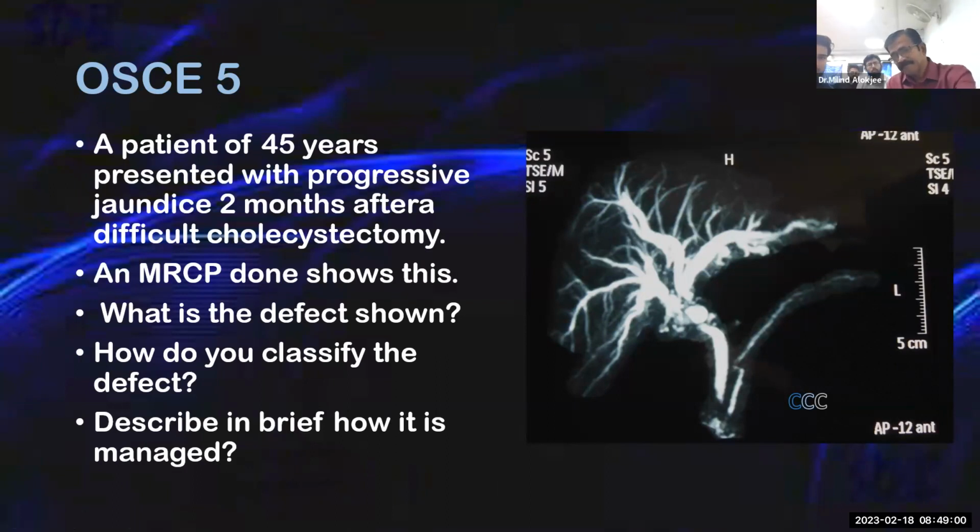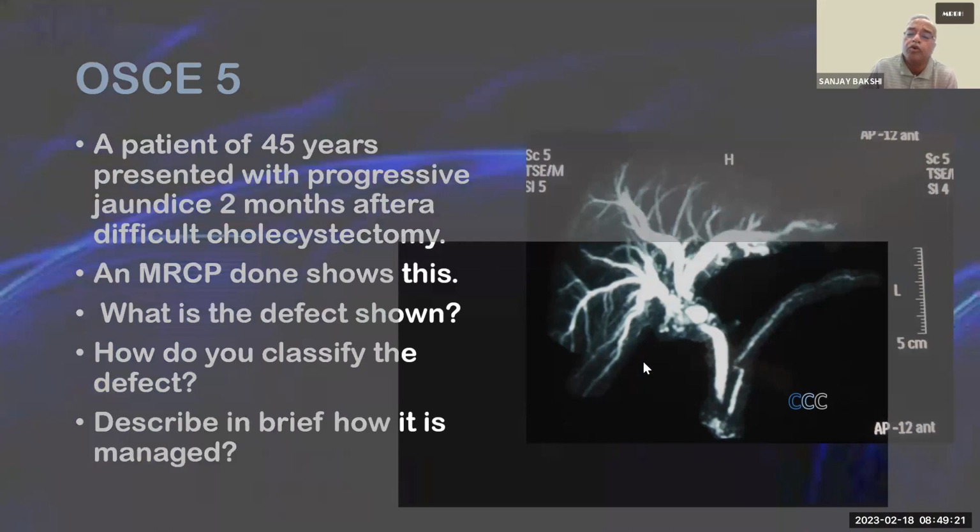There is discontinuity of the biliary tree at the region of almost to the confluence. You see, almost two ducts appear separate. How do you classify the defect? How is this biliary stricture classified, based on what?